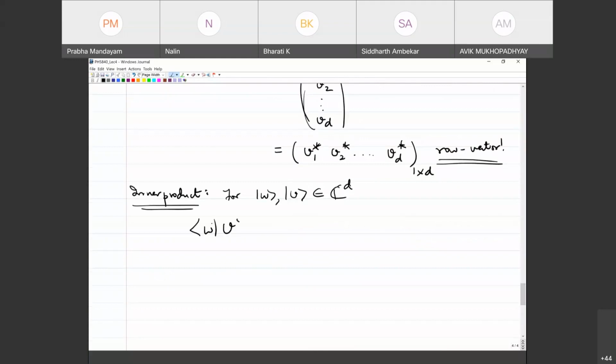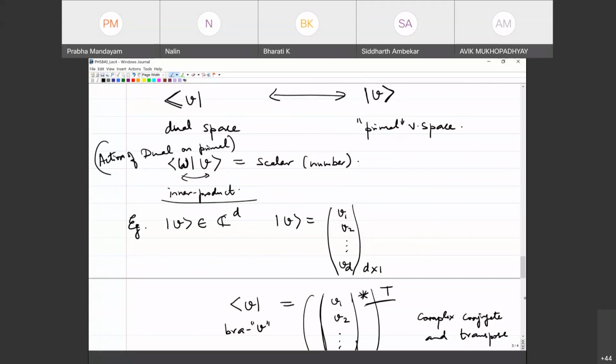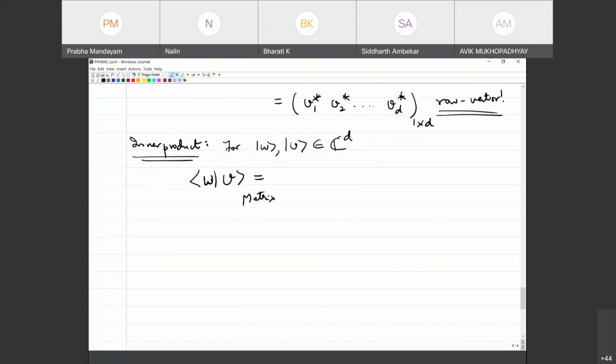It is simply defined via a matrix product. The more abstract definition is what I tried to give you earlier, where I said that it is the action of the dual on the primal. But the concrete realization of this inner product is simply a matrix product, of this form. Remember that to take the bra of W, I need to write down the corresponding row vector with the entries all complex conjugated. I hope everyone understands that when I put the star, I mean the complex conjugate.